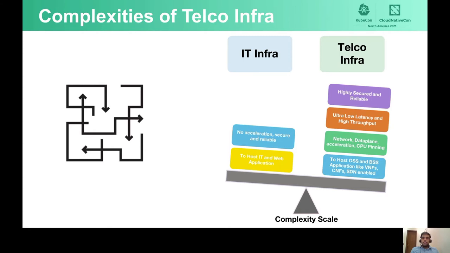If you look at the complexity scale, telco infra needs to be highly secured as it is hosting user data, and with the technology now moving towards 5G, it also requires ultra low latency and high throughput. Also, telco apps have different requirements in terms of network and bandwidth, which requires acceleration techniques like SR-IOV, DPDK, CPU pinning. To add to these complexities, telco infra hosts different types of applications from domains like OSS, BSS, and they can be in the form of a VNF or a CNF.